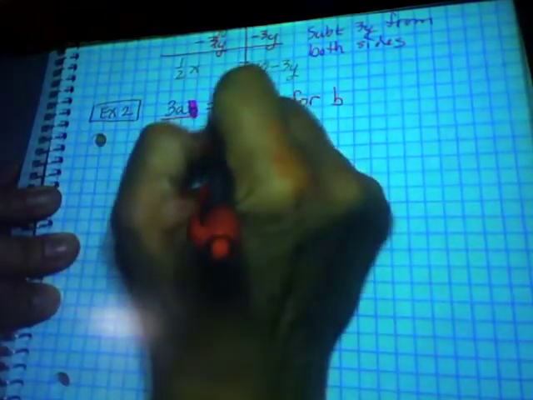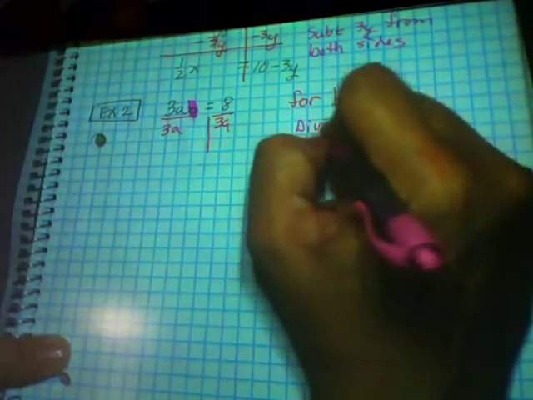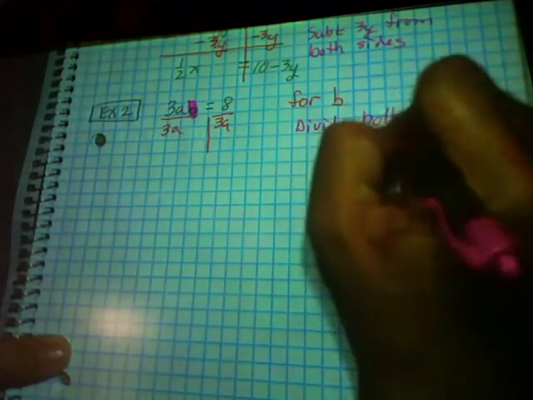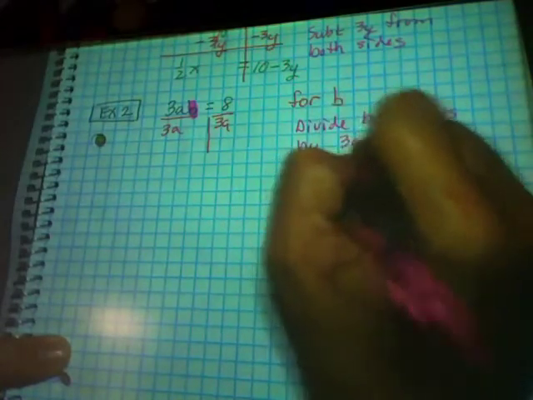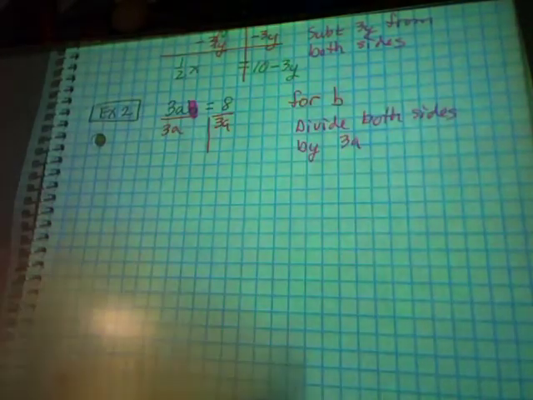So ignore what's on the right. Look at that b. What's happening to it? Multiplication. Yeah, so how are you going to undo multiplication? Very good. So we're going to divide this side by 3a and this side by 3a. And then words for your homework, you're going to actually write divide both sides by 3a. And then this is what we would have left.